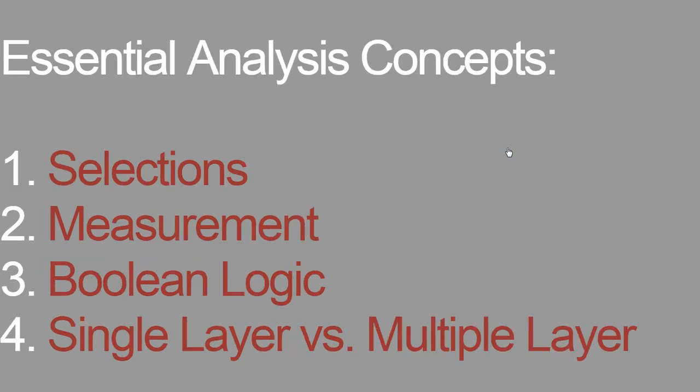We have 4 essential concepts that we're going to talk about in this lecture. The first one is selections, which we've actually done some already. We're going to talk about how GIS does measurements, and we're going to talk about a logic called Boolean logic, and then single layer versus multi-layer. So 1 layer of information or 1 layer of geodata versus using multiple layers.